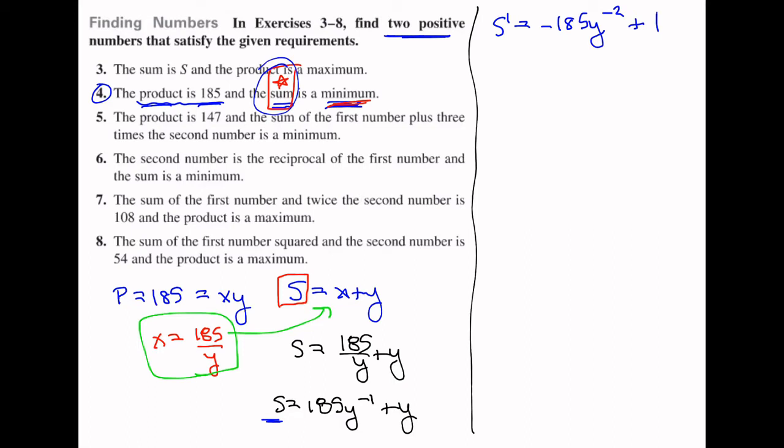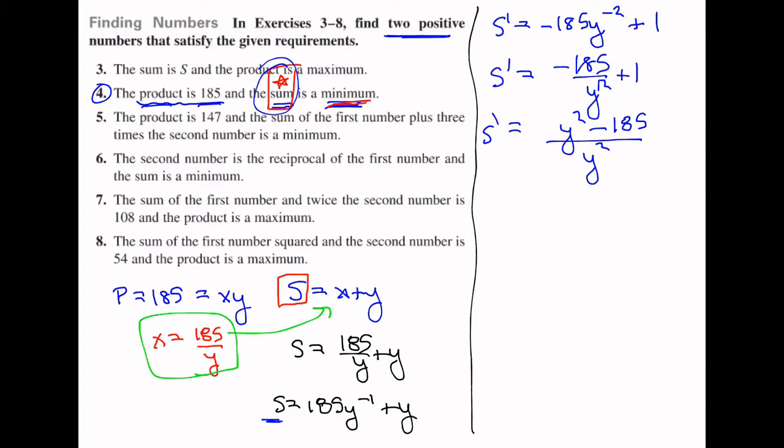All right, now I have to find critical numbers here to put on a number line to find my maximum or minimum. Remember, this is from your curve sketching techniques. So I want to rewrite this again as negative 185 over y squared plus 1. And finally, try to make this look a little bit neater. If I get a common denominator of y squared, I end up with y squared minus 185.